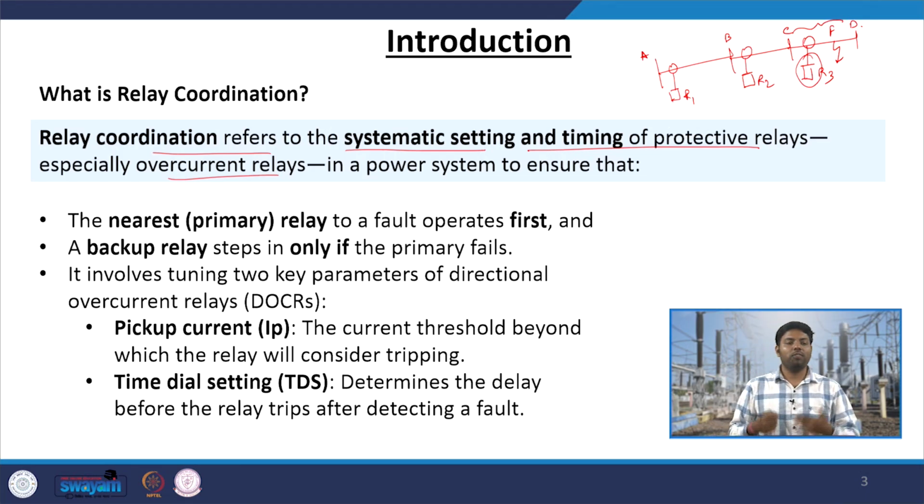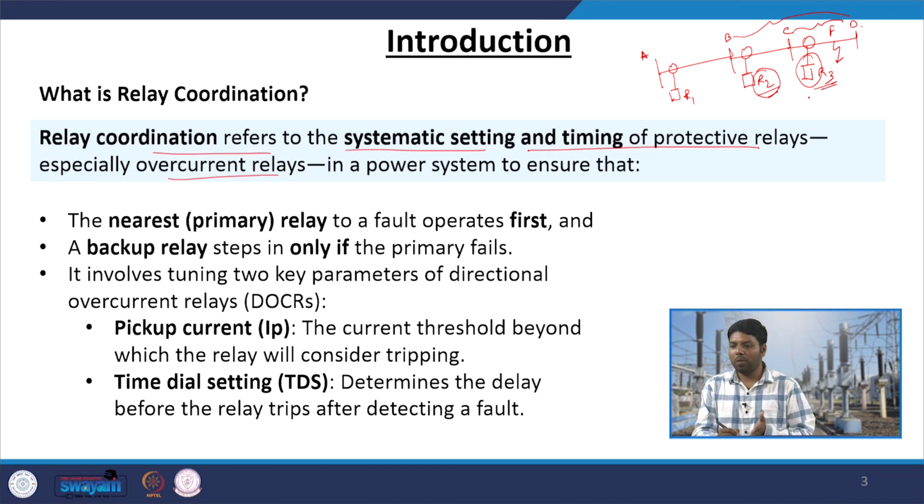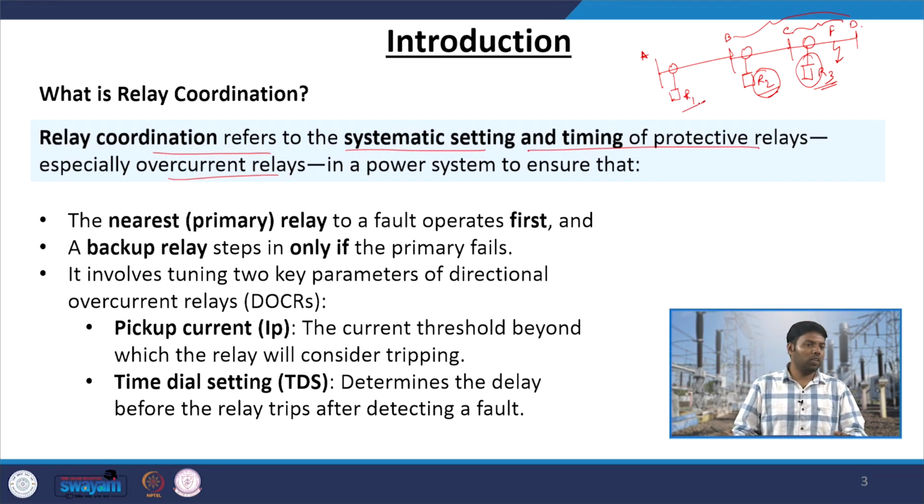But if R3 fails to operate within a certain time limit, then the next one, that is R2, will operate to disconnect the fault. At that time, the entire BD section will be disconnected from the electrical circuit. So, R2 will act as the first backup to the R3 relay. Again, if R2 fails to operate, then R1 will operate. That is called the secondary backup, or second backup, for the R3 relay.